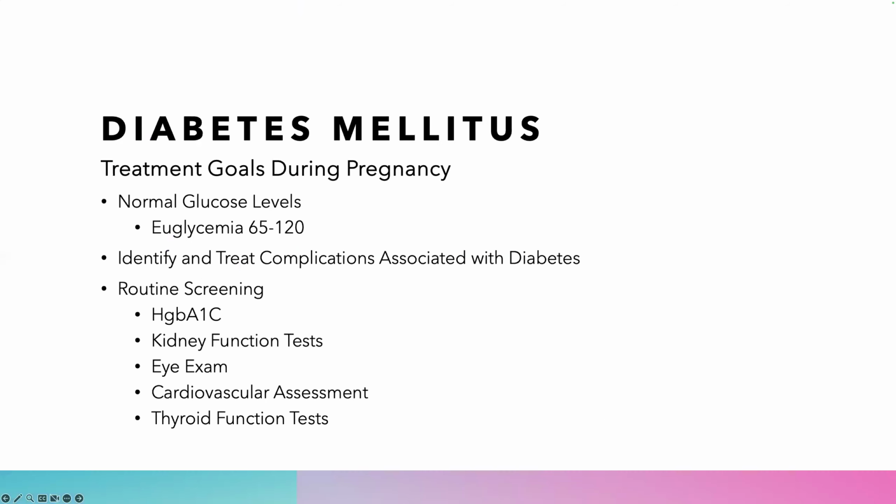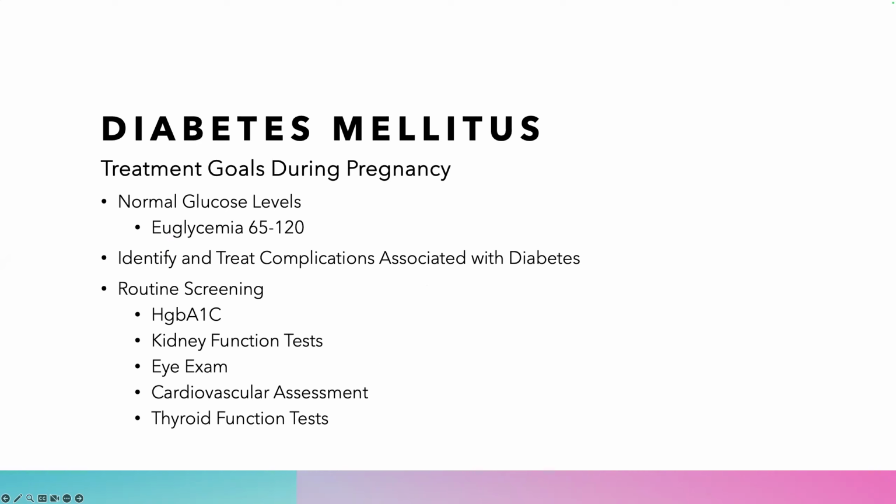Okay. So what are our treatment goals for our pre-existing diabetics in pregnancy? We really want to achieve and maintain normal levels. So we know that if a patient is at euglycemia, so a blood sugar between 65 to 120 the entire pregnancy, their risks in pregnancy and to the baby are essentially the same as a non-diabetic.